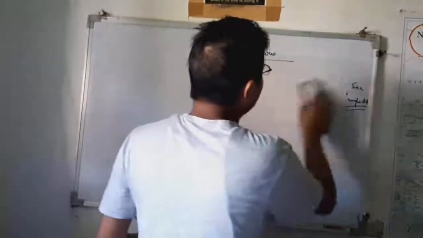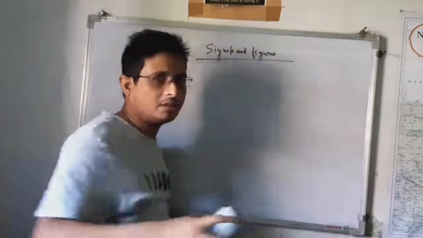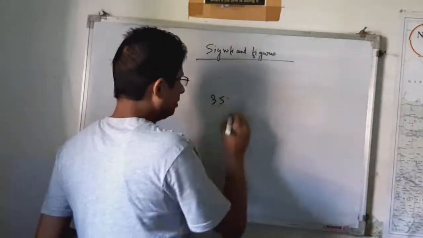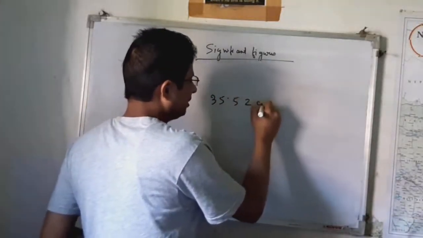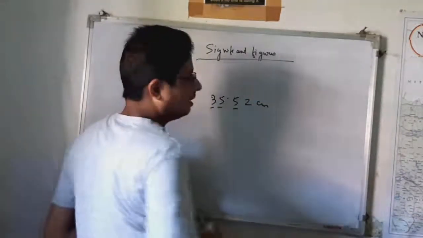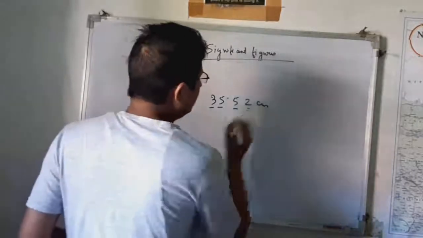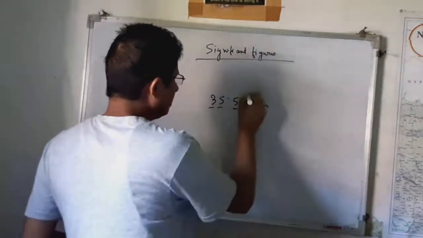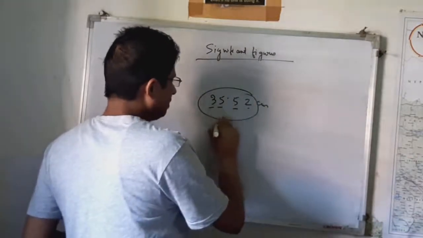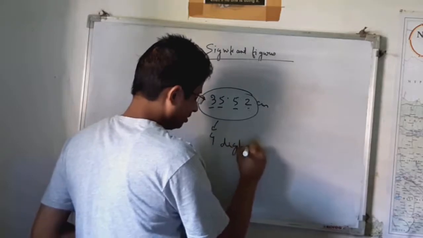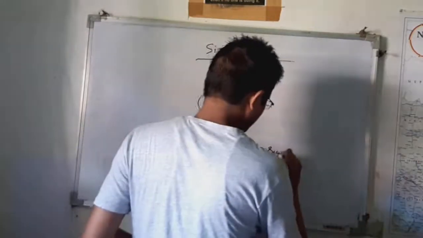Suppose I want to measure the length of an object. Its value is, suppose, 35.52 centimeter. Here these 3 terms are reliable and 2 is the uncertain digit. So in this case these 4 digits are significant.